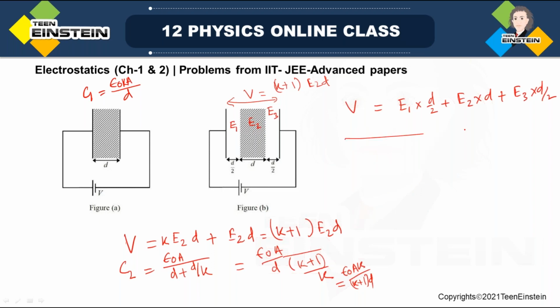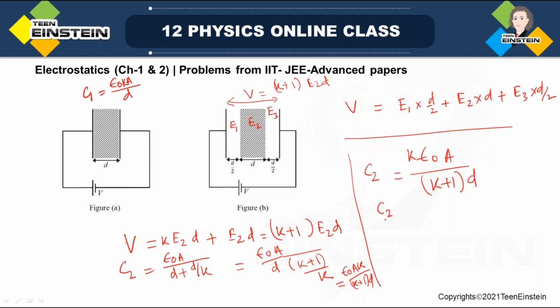Let me write it here. So what we have got, C2 as epsilon naught A, k epsilon naught A by k plus 1 into d. So earlier what was that? This one. So C1 by C2 we can find out.